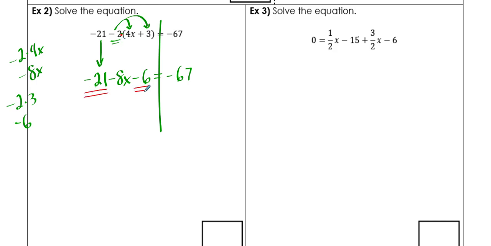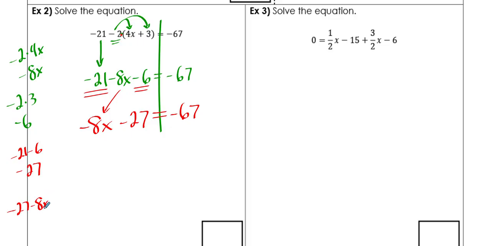Negative 21 minus 6 is negative 27. You could put that at the front or at the back of this expression. The equal sign and the negative 67, those are going to stay the same. I'm going to put the negative 8x first, and then minus 27. If you wrote it like this, negative 27 minus 8x equals negative 67, that's also correct. As long as the signs don't change, that's a negative, that's a negative. Same thing here. Those are both negative. Doesn't really change anything.